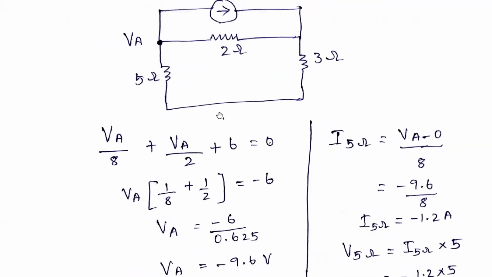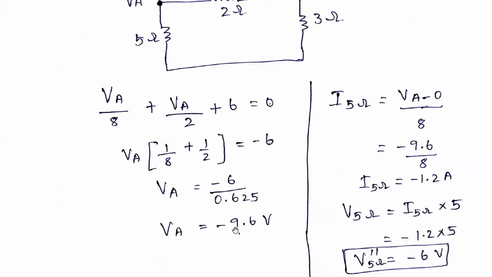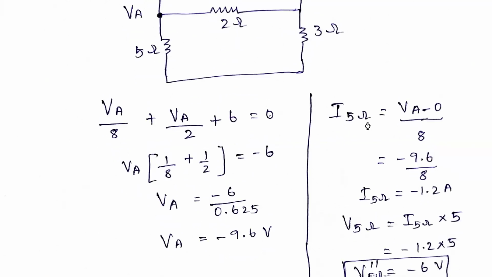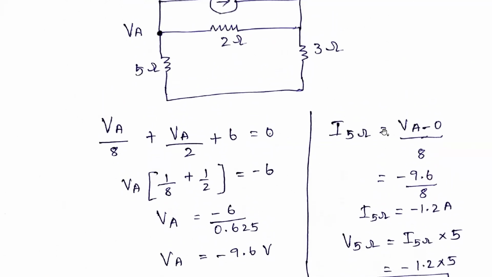Now simplifying this, taking the common VA outside, 1 by 8 plus 1 by 2 is equal to minus 6. Again simplifying, we'll get the answer VA as minus 9.6 volts. But here VA only we got. Now we need to find out the current in this particular 5 ohms, because previously the case was different. Now the zero potential is in this particular point.